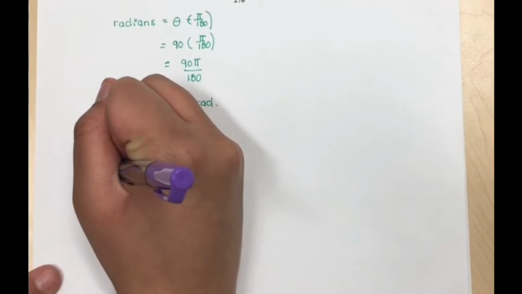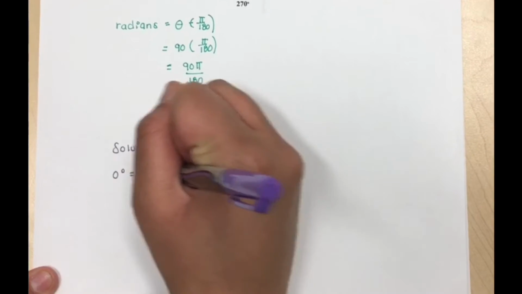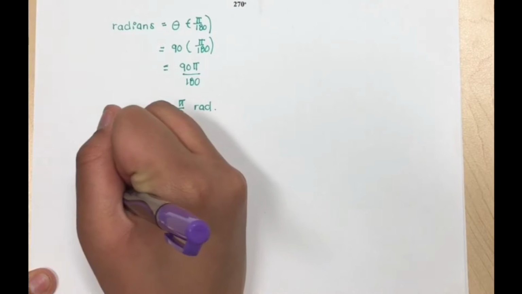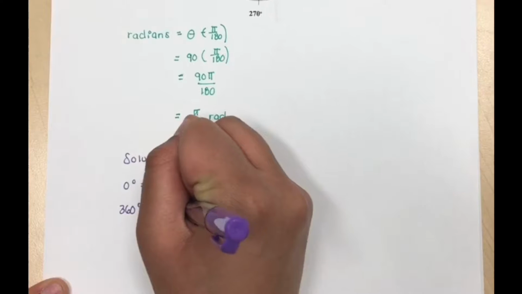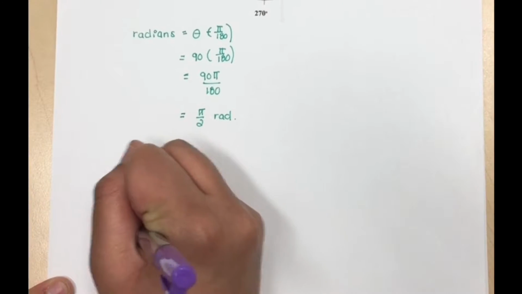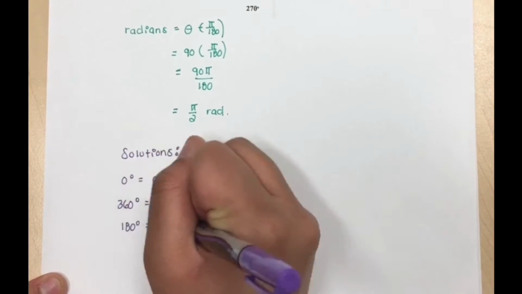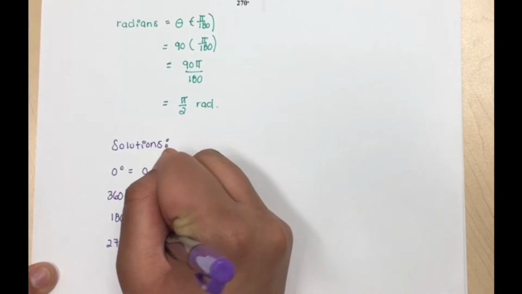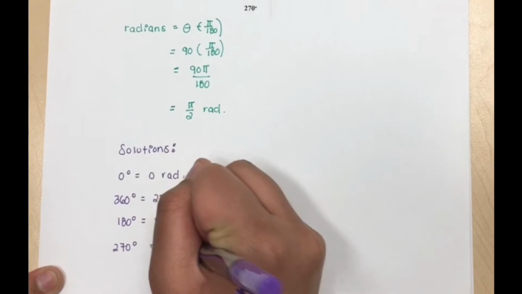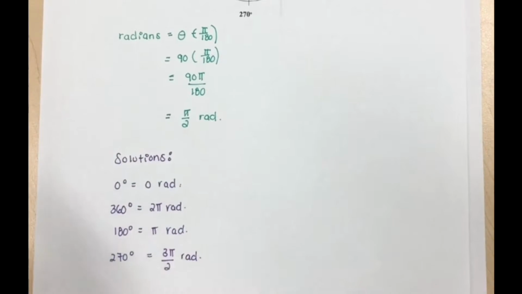Now, please pause the video and continue to convert the remaining three angles into radians using the same strategy. Your remaining answers should be as follows. 0 degrees equals 0 radians. 360 degrees equals 2 pi radians. 180 degrees equals pi radians. And lastly, 270 degrees equals 3 pi over 2 radians. Please take the time to review and check your answers before we move on to Part B.